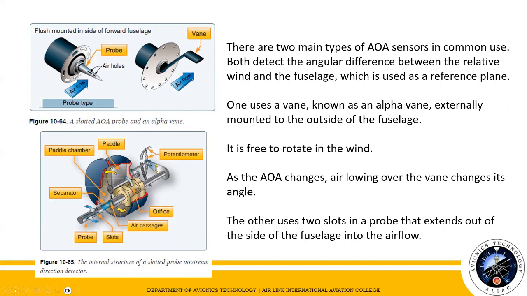So there are two slots in the probe. Kung nakikita nyo sa probe, pumapasok dyan. So the slots lead to different sides of the movable paddle. So, yan. Meron dito and meron dito. Yan.